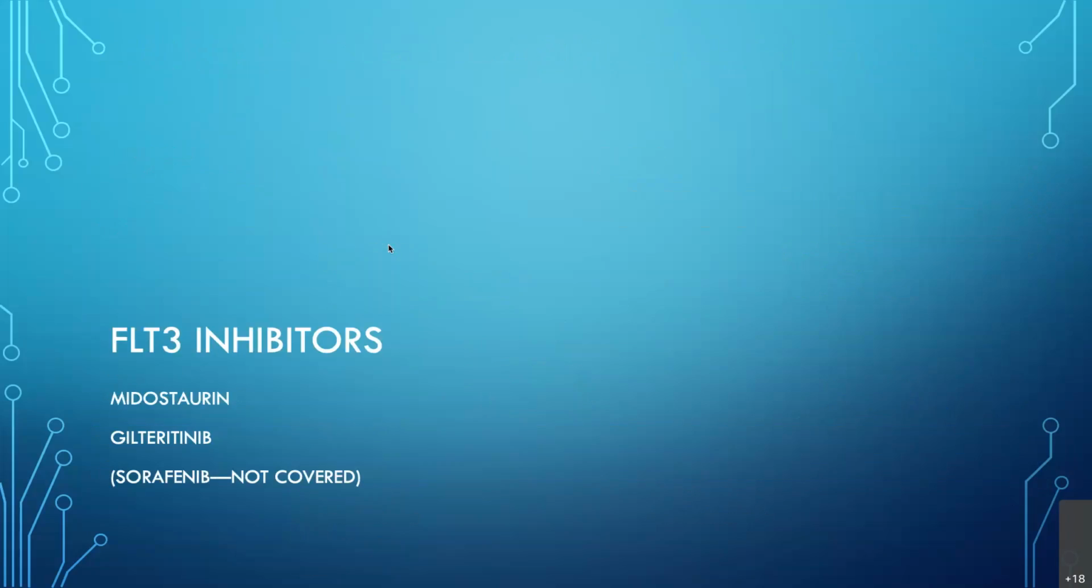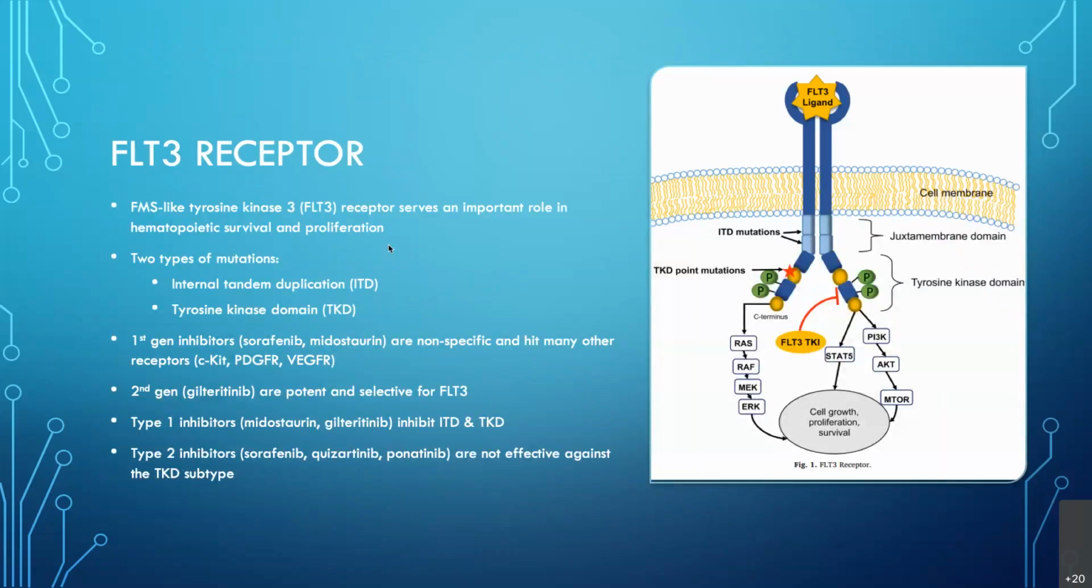Moving on to pure AML indications then with our FLT3 inhibitors, midostaurin, gilteritinib. Sorafenib also has FLT3 activity, though we won't discuss it here. So FLT3 is FMS-like tyrosine kinase, which serves an important role in hematopoietic survival and proliferation. There's 2 different flavors of the mutation, internal tandem duplication or ITD, as well as tyrosine kinase domain mutation or TKD. And so the first generation inhibitors are agents that were really developed in other malignancies, and then on high-throughput screening were found to inhibit FLT3.